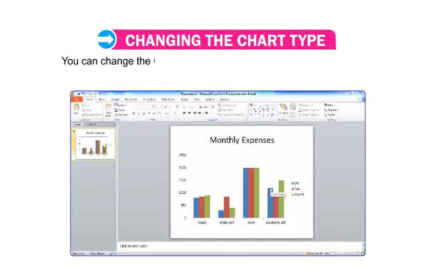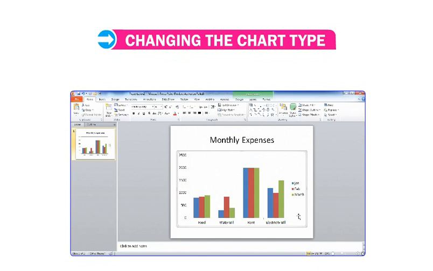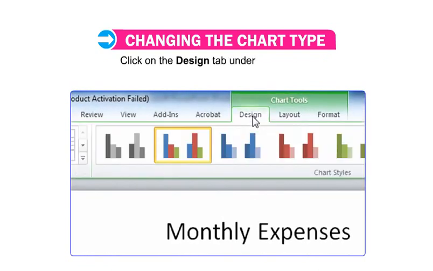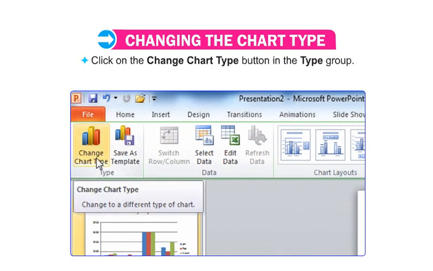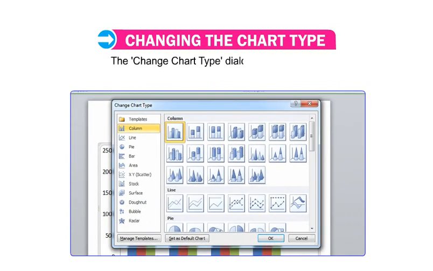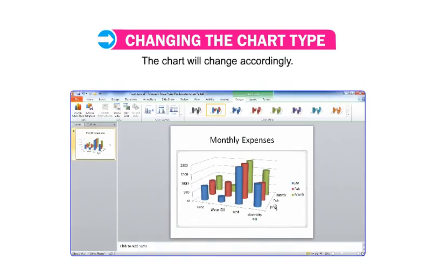Okay, let us now find out how to change the chart type. You can change the chart type as needed. To change the chart type, select the chart. Click on Design tab under Chart Tools. Click on the Change Chart Type button in the Type group. The Change Chart Type dialog box will appear. Select any chart type and click OK. The chart will change accordingly.